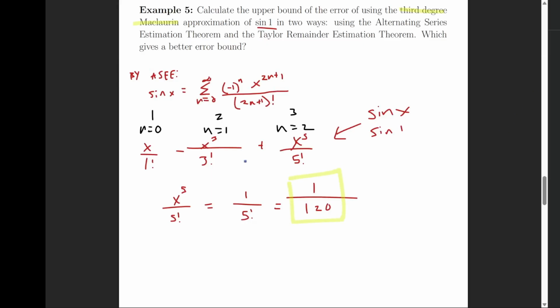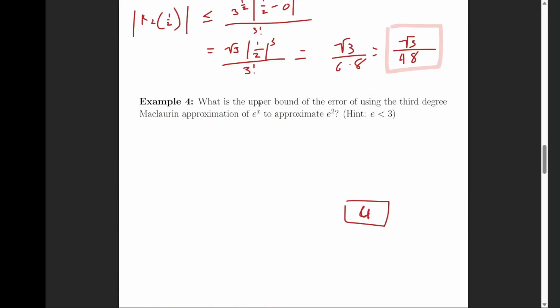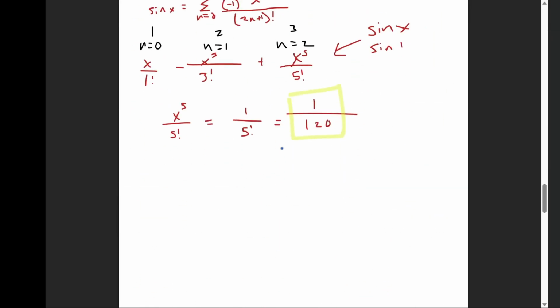That's the first part, and the second part is using the remainder theorem. So we're looking at our equation. Third degree means n equals 3. Maclaurin means a equals 0. And sine 1, like we said right here, means x is going to equal 1. So in this equation up here, we're just missing m. So we have to look for m.